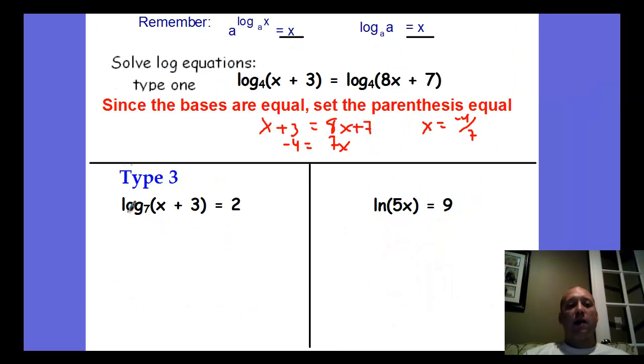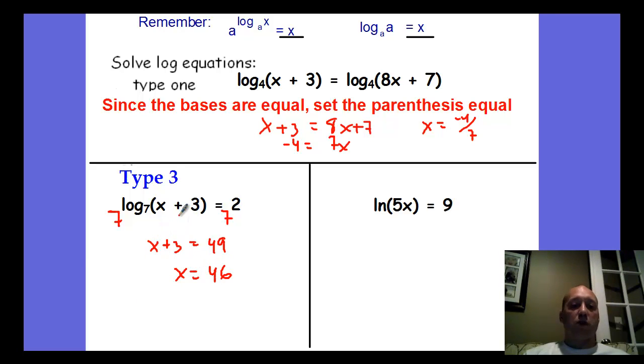Now we have, these are logs. So they start off with a log. So it's the inverse of that. Instead of having log base 7, I would want to raise or have both sides have a base of 7. So I make both sides be actual exponents. So 7 to the power of log base 7 and 7 squared. So then I can write that as x plus 3 is equal to 7 squared, which is 49. Subtract 3 from both sides and get 46.